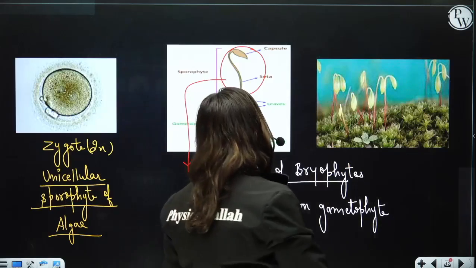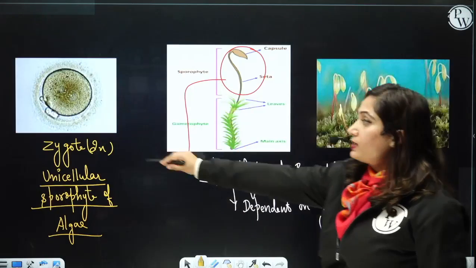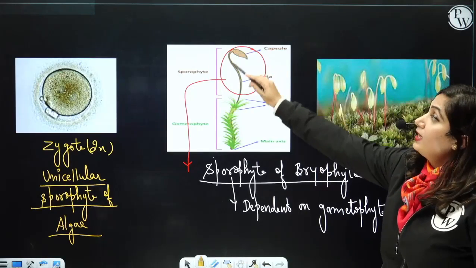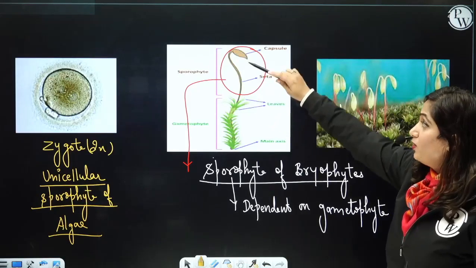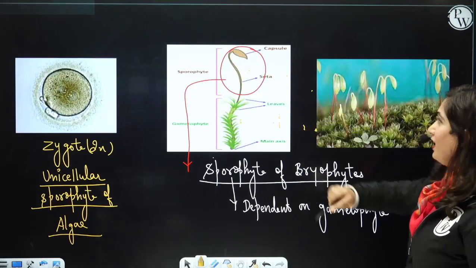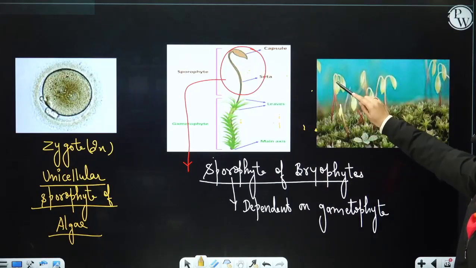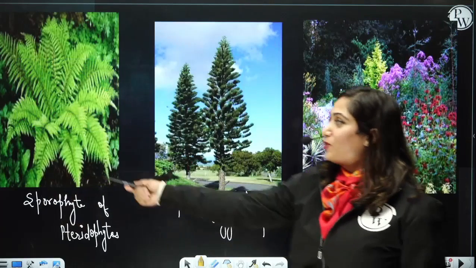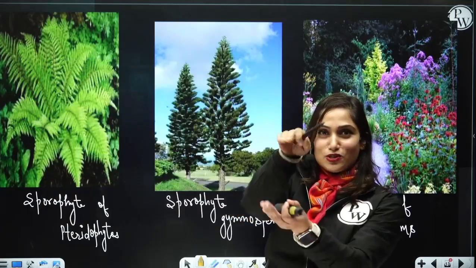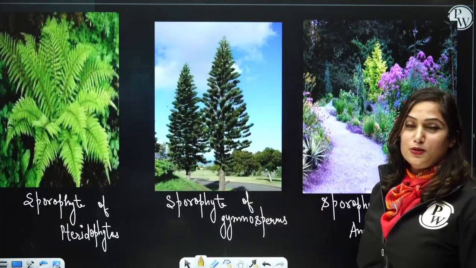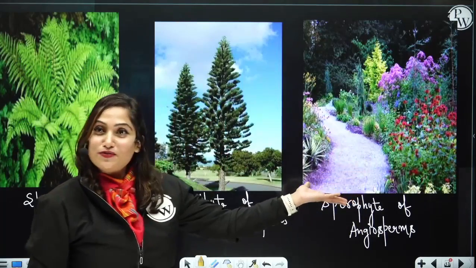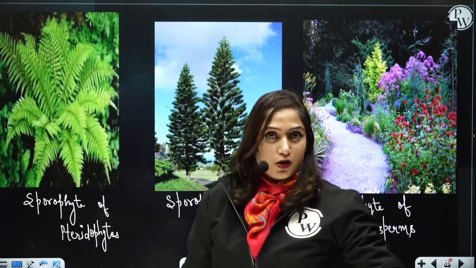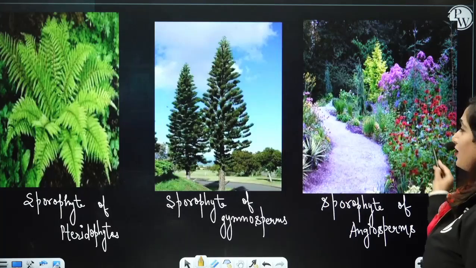Okay. Now, here you can see the sporophyte. This is the unicellular zygote, which is the sporophyte of algae, a unicellular sporophyte. This is the sporophyte of funaria, that is the bryophyte. And you can see the sporophyte is dependent on the gametophyte. This is the real picture of funaria, where you can see that this yellow part, the sporophyte, is dependent on the gametophyte. This is the sporophyte of pteridophytes, small herbaceous plants. This is the sporophyte of Gymnosperms, a large-sized tree. And these are the sporophytes of Angiosperms, different heights, different sized trees or herbs or shrubs. And these are the flowering plants.